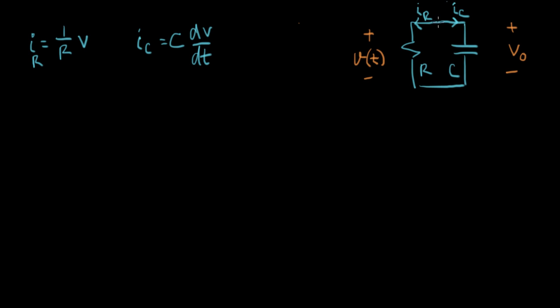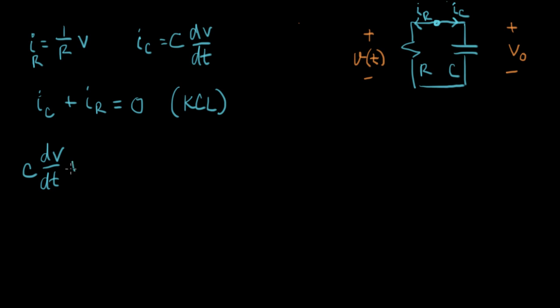Now, I'm going to use Kirchhoff's current law on this node right here, and that says that all the currents flowing out of that node have to add up to 0. So let's do that. Let's say IC plus IR equals 0. This is KCL, Kirchhoff's current law. C dV/dt plus 1 over R times V equals 0.